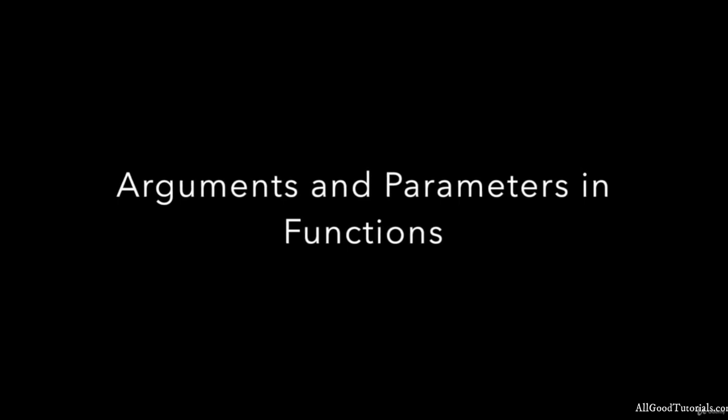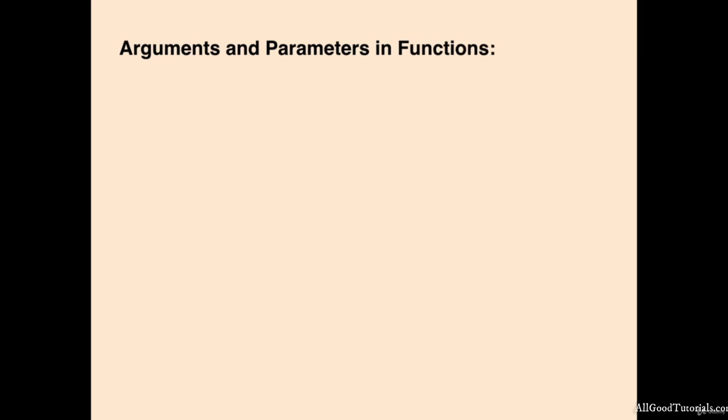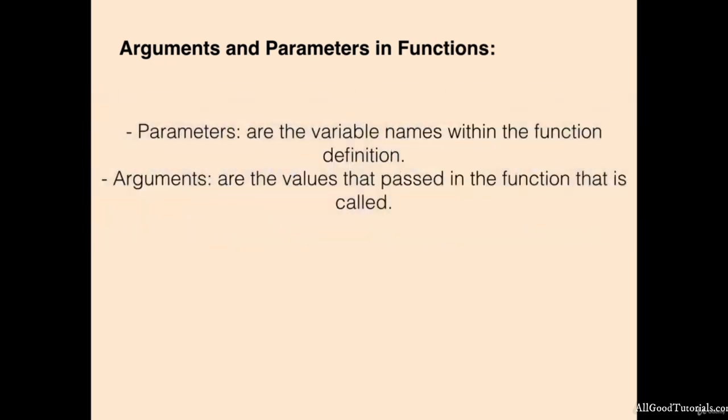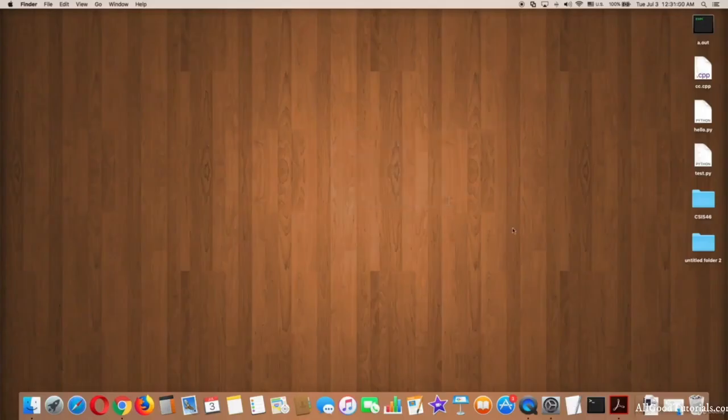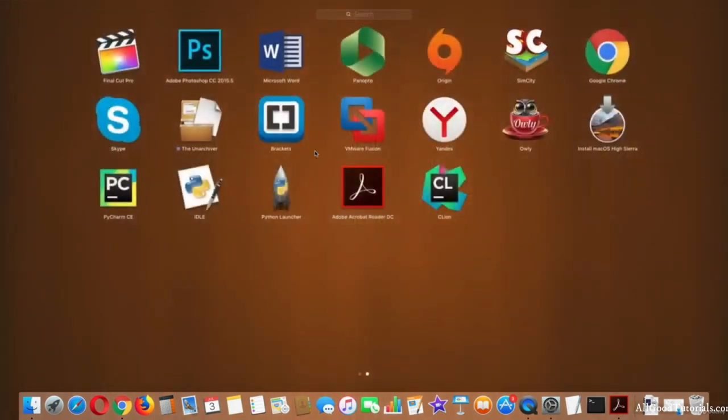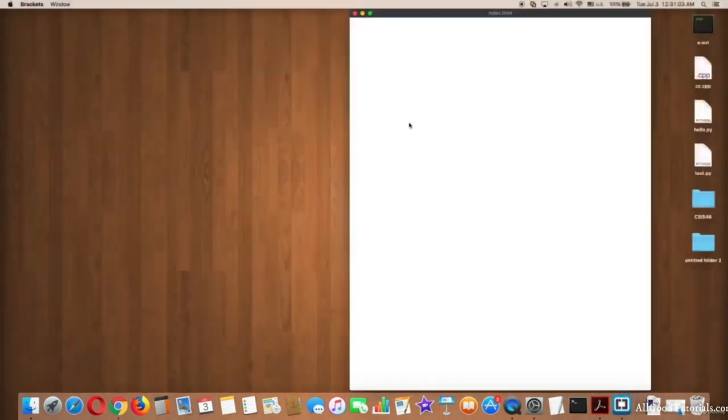Arguments and parameters in functions. Parameters are the variable names within the function definition. Arguments are the values that are passed into the function when it is called. Let's see how. Open brackets. I will show you how to use arguments and parameters.